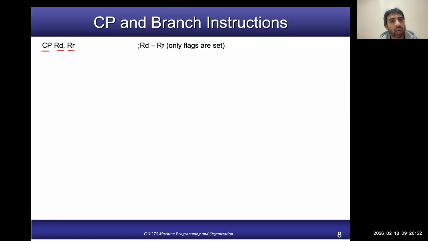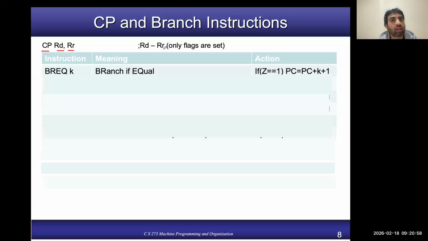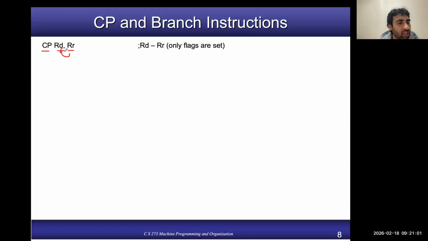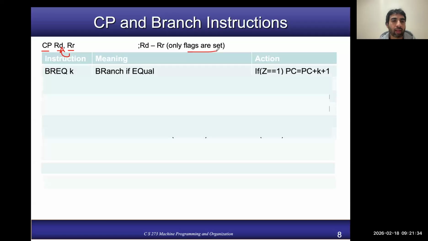And what does this instruction do? It calculates the result of RD minus RR, but it doesn't write the result back into RD. Clear, keep it in mind. It only calculates the result, and based on the result, it sets the flags. So it is not a subtraction instruction, because in a subtraction instruction the result of the subtraction is written back into the destination register. Here we are not doing that. It will just set the flags in the status register based on the result of the subtraction.